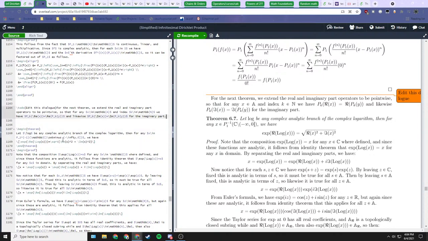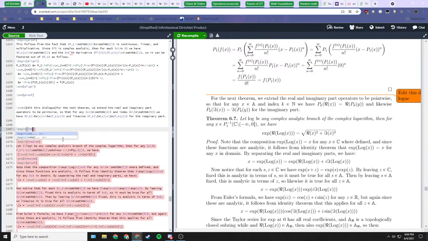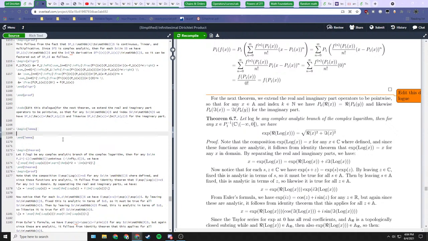We could add a lemma here, actually. Let's add a lemma. So we can say let log map S to A be, oh, let's do it this way. Okay, so suppose exp x equals exp y, then x minus y is in i2 pi times Z.